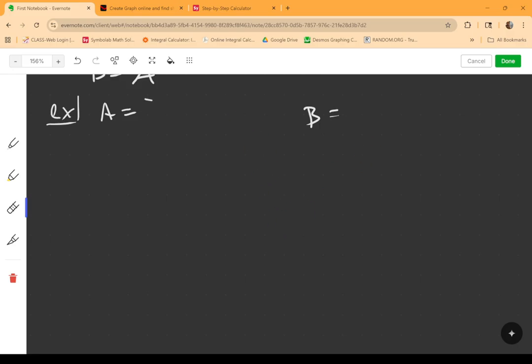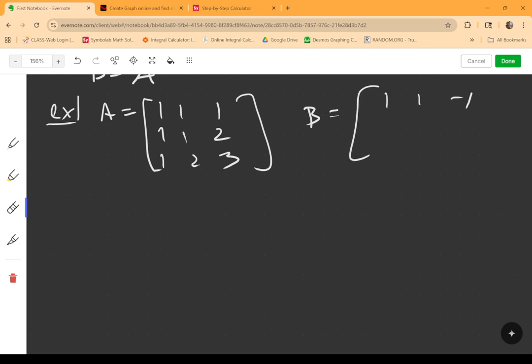Okay, so matrix A will have to be 1, 1, 1, 1, 1, 2, and 1, 2, 3. And our B inverse matrix candidate to be 1, 1, negative 1, and 1, negative 2, 1, negative 1, 1, 0. Okay, and now let's confirm these products here.